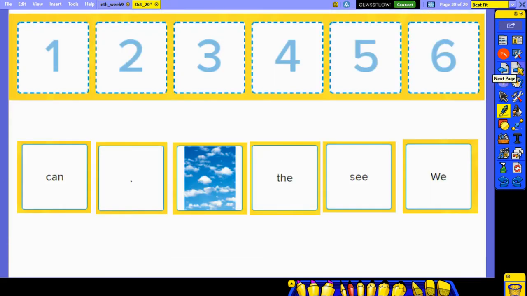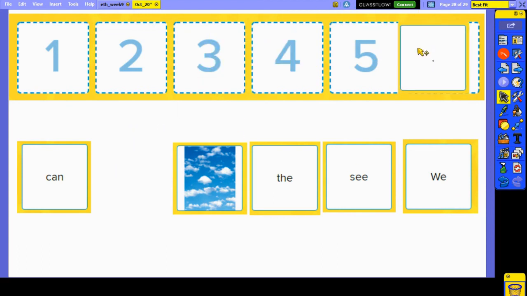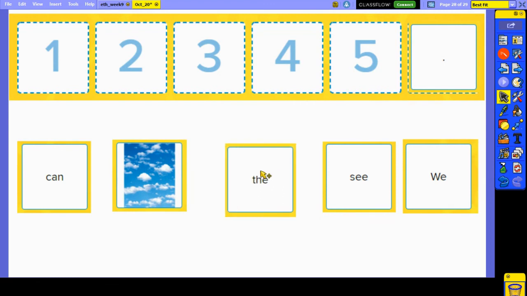Okay, here's our last thing. We'll make a sentence. Now, we've done this a lot. We know that the sentences start with a capital letter and they end with a period. So it's easy to figure out our sentence if we can get those two things down. So I know my period goes at the end. That's the end of my sentence. And I know my capital letter goes at the beginning. So let's see. Which word has a capital letter?